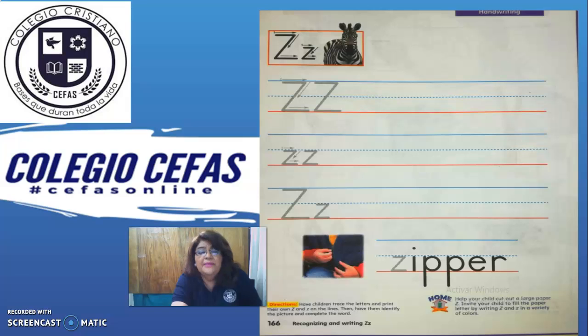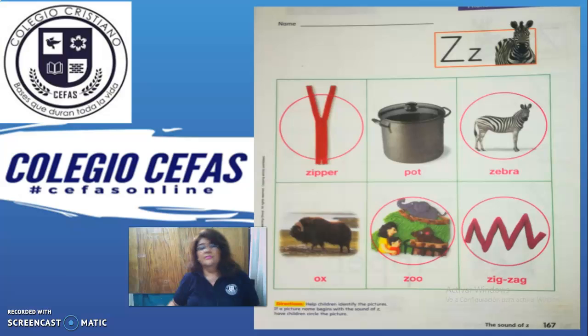Next, page 166. Uppercase C, lowercase c. We have on the top zebra, zebra. On the bottom we have zipper, zipper. Then please circle the picture that begins with letter Z, Z.